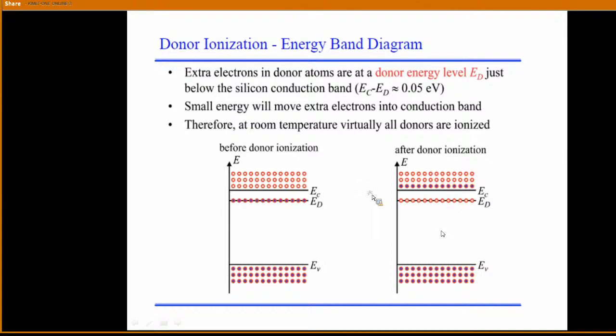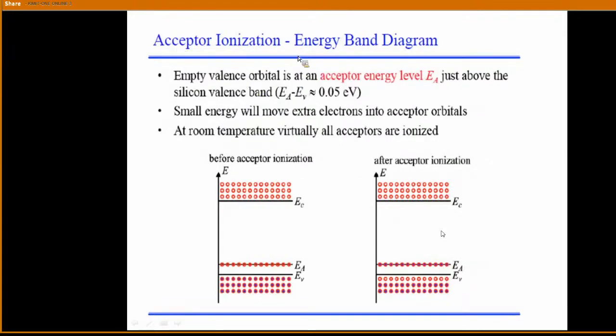Now same thing for the acceptor ionization. In case of acceptor ionization, where are the holes? These holes are near to the valency band. Now see, these are the holes. These are not electrons. All these holes are forming the acceptor energy level. At room temperature, the electrons in the valency band can move to this acceptor energy level. Now these electrons move to this level, and they are creating the holes here.